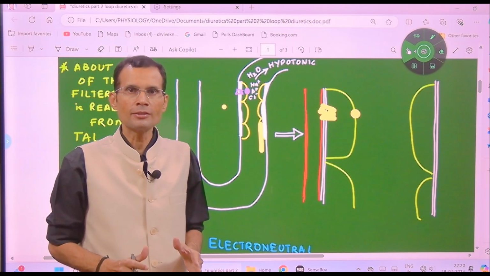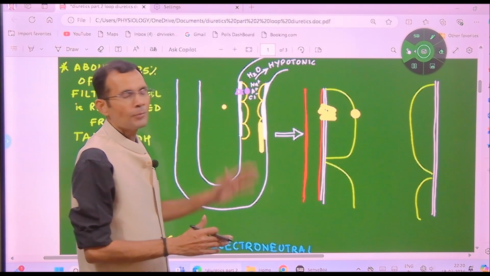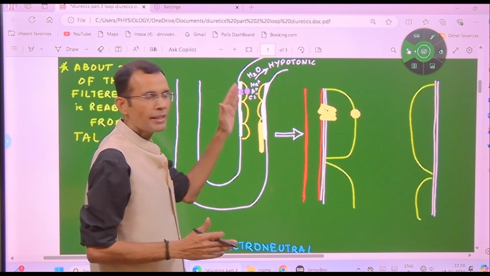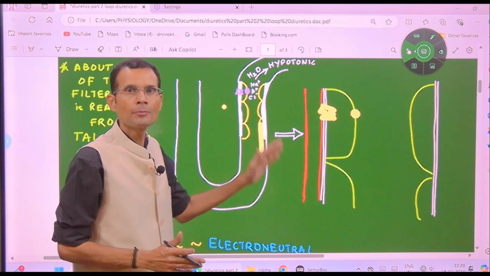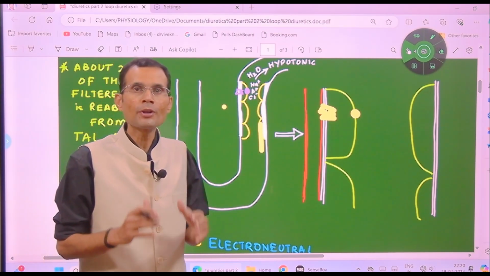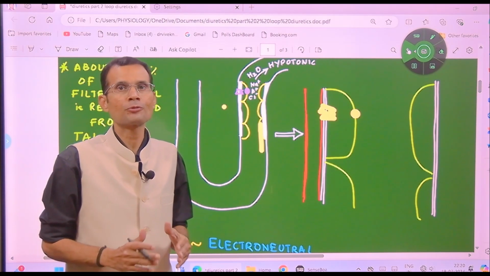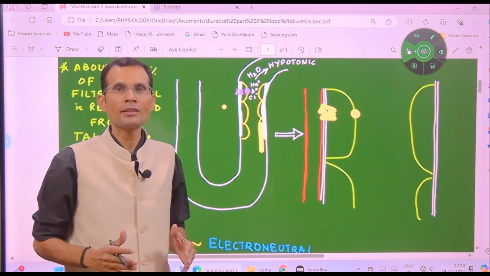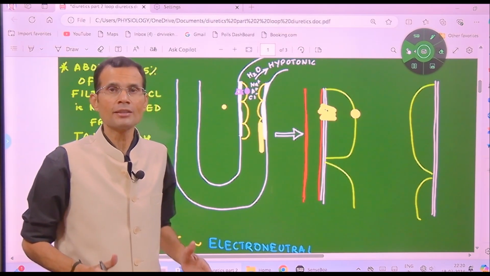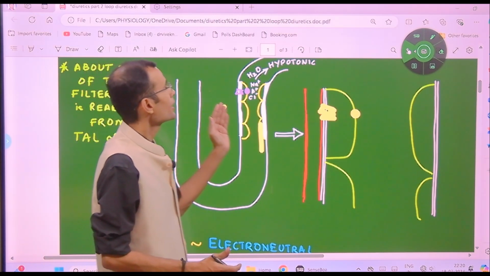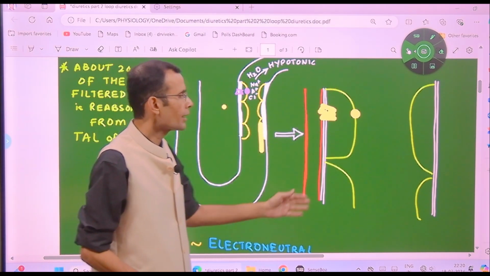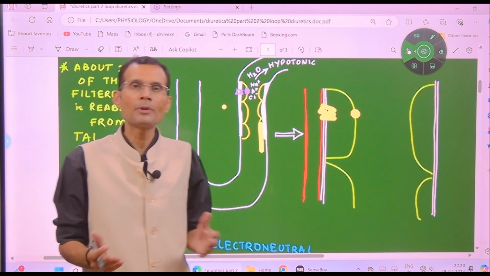Now, consider this, that a diuretic which will act in the thick ascending limb of loop of Henle is going to stop almost 25% reabsorption of sodium and chloride. So it will have a huge capacity as a diuretic, huge efficacy as a diuretic. Compare that with the DCT, about 10%, collecting duct about 2 to 5%.